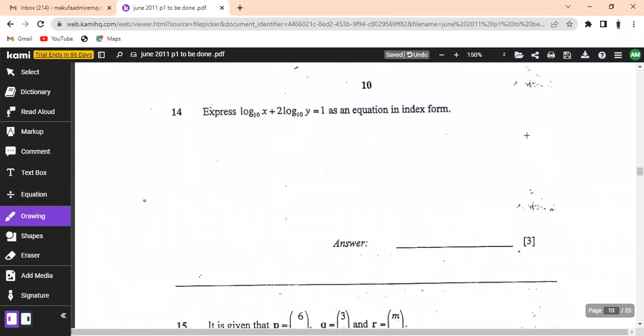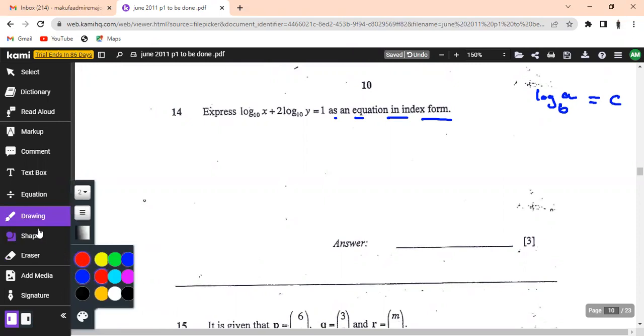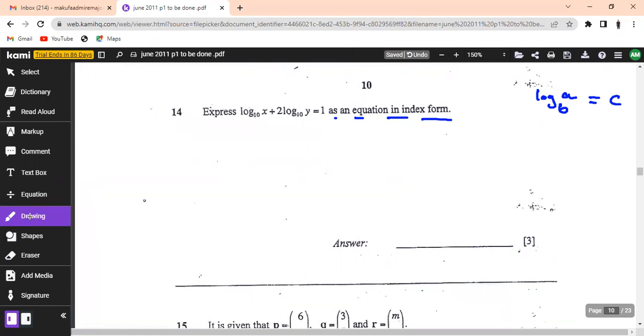Express this logarithmic equation as an equation in index form. We know that from log form, this is what you're supposed to know: logarithm of A in base B is equal to C. I told you guys that in index form, it's going to be A is equal to B to the exponent of C. So it's going to be B to the exponent of C, just like that.